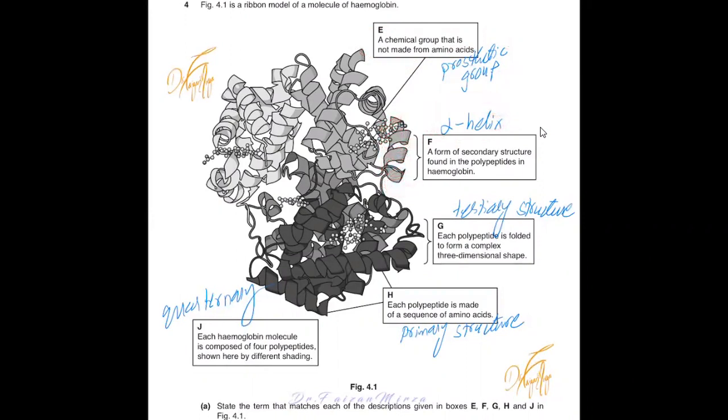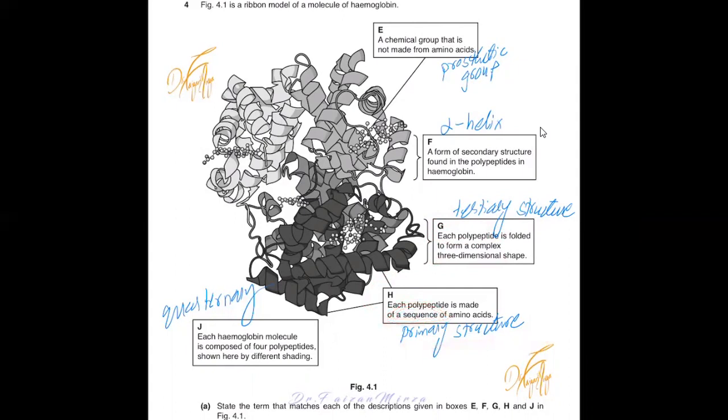Tertiary structure, why are we saying G is tertiary structure? Because each polypeptide is folded to form a complex 3D shape. So each polypeptide in 3D shape is a tertiary structure. They're asking about H. So each polypeptide is made of a sequence of amino acids. Whenever this is asking about the sequence or order of amino acids, it's always primary structure.